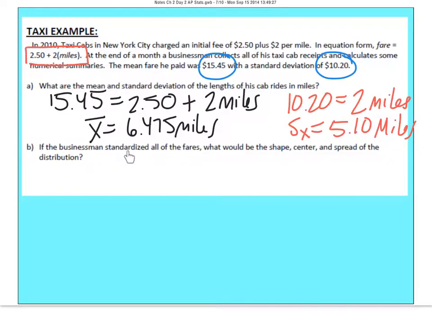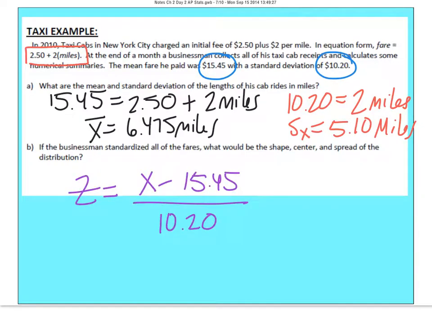Part B, if the businessman standardized all of the fares, what would be the shape, center, and spread of the distribution? So if we remember, to standardize anything, what you're going to want to do is compute a z-score. So to standardize, we're going to take the piece of data, we're going to subtract the mean, in this case, which is going to be 15.45, and then divide by the standard deviation of 10.2.